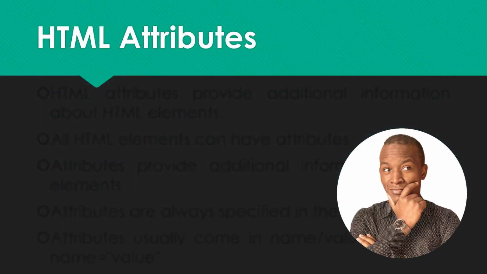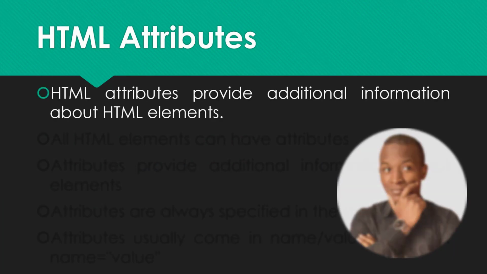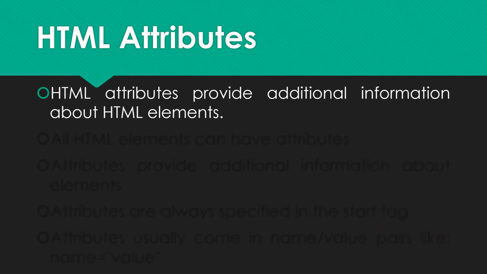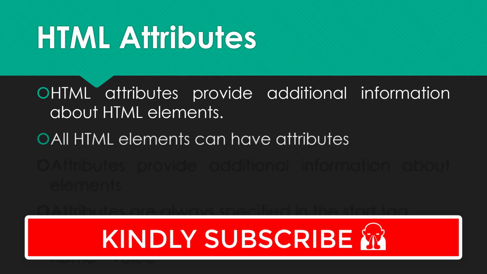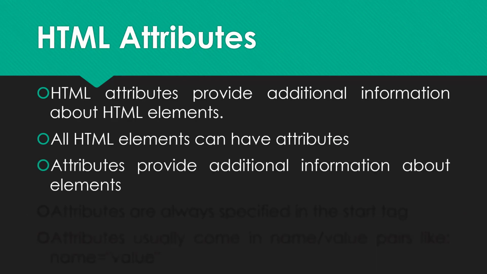So HTML attributes. HTML attributes provide additional information about HTML elements. Right now, if I talk about an HTML element, you must know what I'm talking about. So if you want to add more information or more rules to a certain HTML element, we use an HTML attribute to define that particular rule or information. All HTML elements can have attributes, and attributes provide additional information about the element.